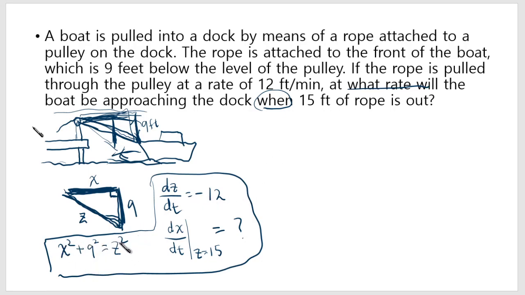Because this relationship between x and z has to be turned into a relationship between the derivatives, we have to differentiate this. So let's differentiate it. x squared plus 9 squared equals z squared, differentiated. Now, because these are derivatives with respect to time, it means that z and x are both functions of time, which makes sense because as time goes on, this length will get shorter and this length will also get shorter, right? So they do depend on time. And because these are derivatives with respect to time, when I differentiate, I better be differentiating by t.